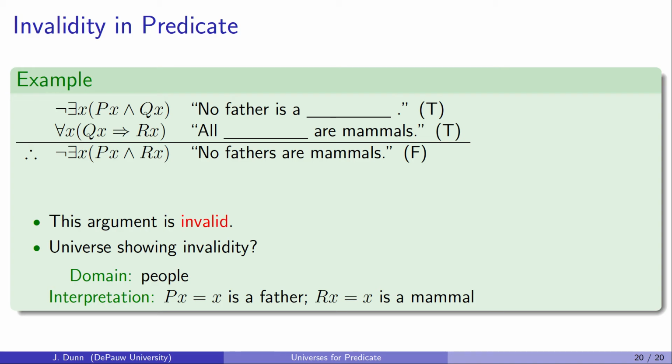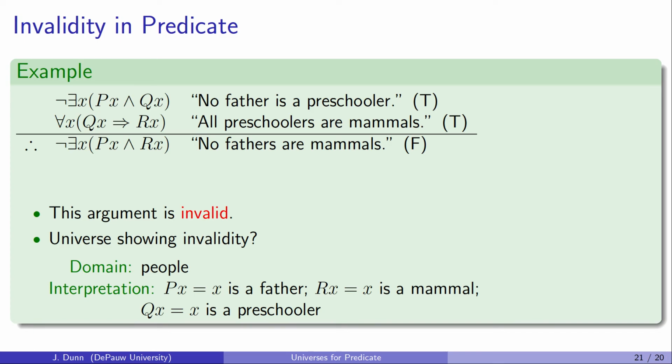And again, there's lots of things that would work, but here's what I did. I let Q mean x is in preschool, or x is a preschooler. And then we get the following. No father is a preschooler. That's true. Premise 2, all preschoolers are mammals. That's true because all preschoolers are humans and all humans are mammals. Therefore, no fathers are mammals, but of course that's false. So this interpretation, together with the domain, shows us that the argument's invalid. It shows that it can have true premises and a false conclusion.